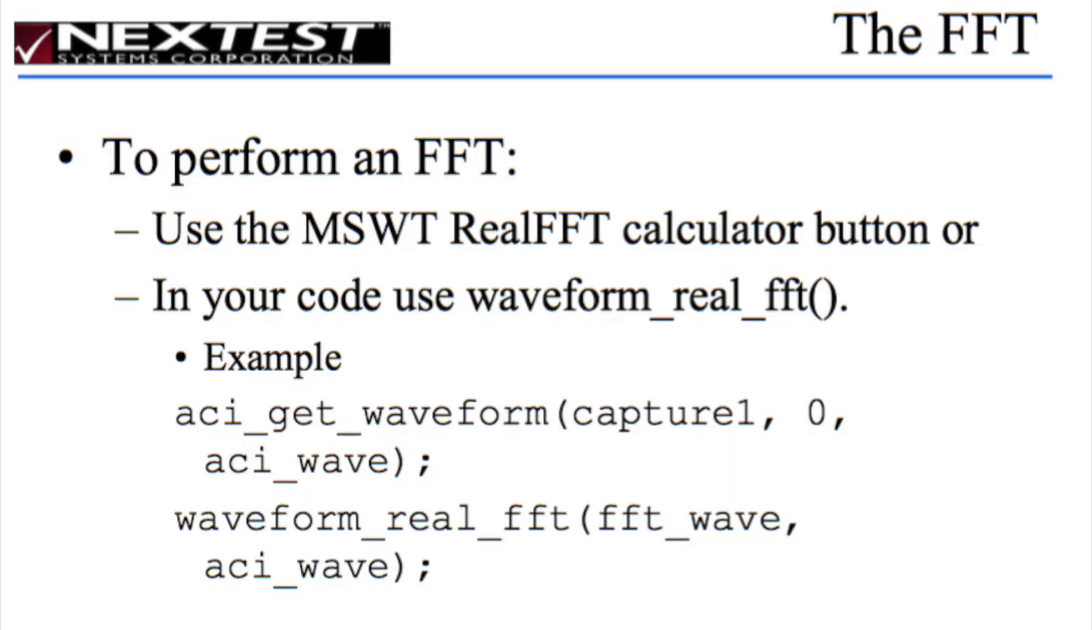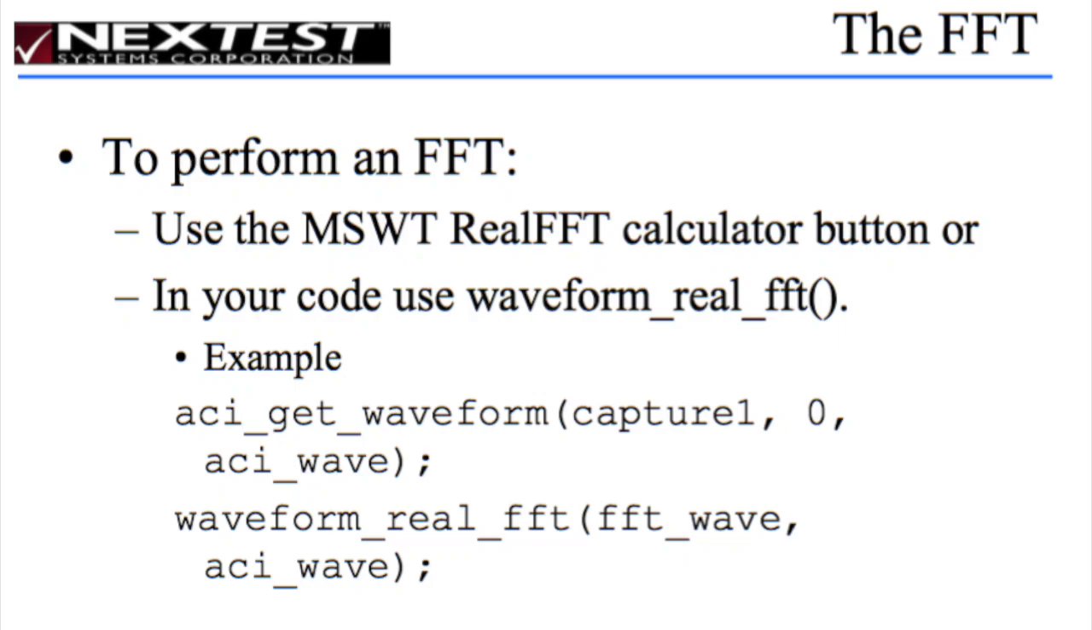Okay, to perform an FFT in the code, use the function waveform real FFT. So you capture your wave. Here we did an ACI get waveform, capture 1, that's the ACI, starting at element 0 in ACI wave, that's the waveform. So the data gets pulled out of the ACI, like when I did my Doppler shift, that was the microphone that picked up the train going by, ACI get wave.